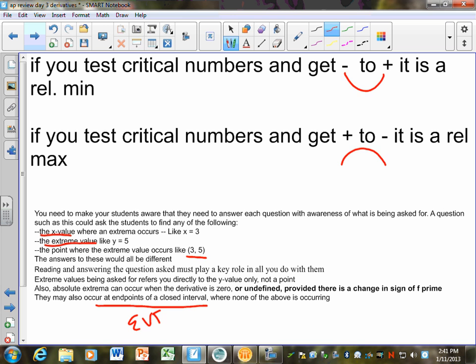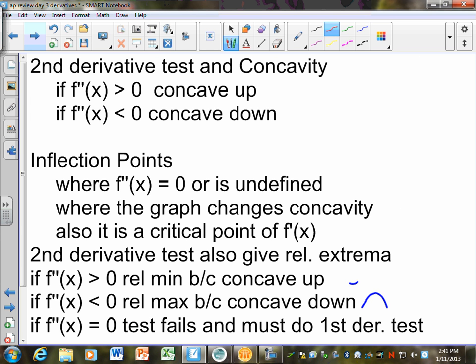What else can we throw in here? Second derivative test. Well, remember that the second derivative tells us concavity. So first of all, if your second derivative is positive, then your graph is going to be concave up. If your second derivative is negative, then your graph is going to be concave down.